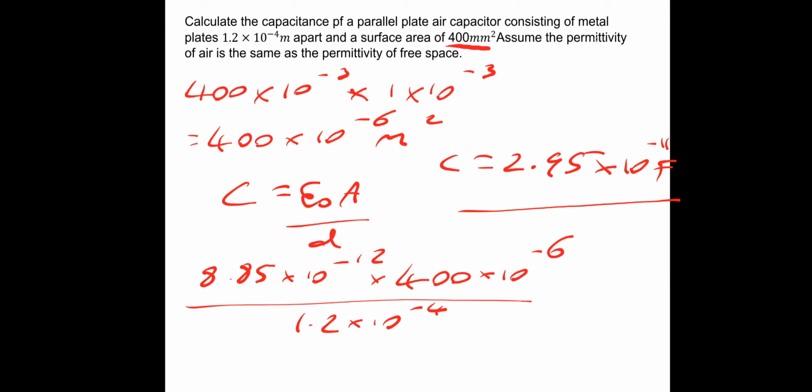Let's do the next one. Let's pause and have a go at this one. So this one, calculate the capacitance of a parallel plate air capacitor consisting of metal plates 20 millimeters apart and a surface area of 500 millimeters squared. Assume the permittivity of air is the same as the permittivity of free space.